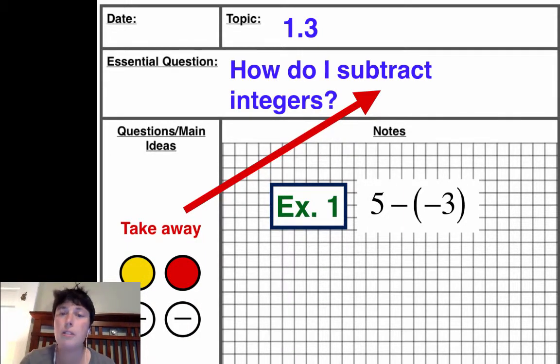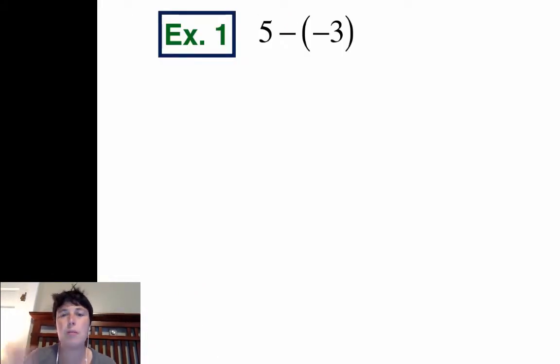Now in your notes, you probably don't have red and yellow pencils handy, and that's okay. You don't have to go color these. What I'm going to do for my notes, instead of drawing the yellow and the red, is just put a plus and a minus sign inside my circles. Plus means positive, minus means negative. And my plan is to draw a picture of 5 take away negative 3. So I'm going to give myself some space here and think about the problem.